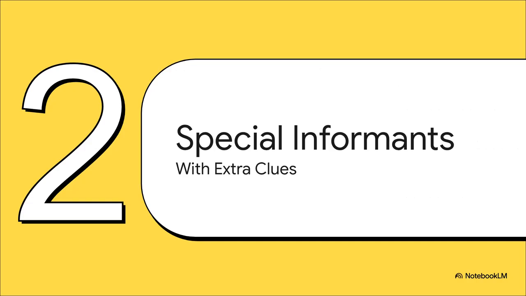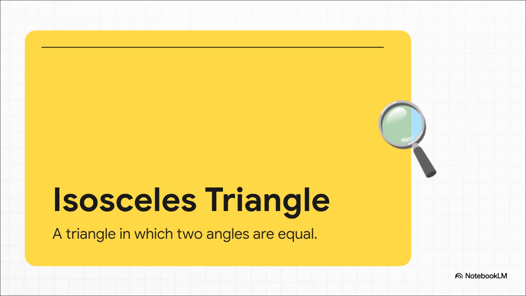Okay, so we've met the main suspects. But now, let's talk about our special informants. These are the triangles that give us extra clues to work with. First up is the isosceles triangle. Now, the big secret with this one is that it's symmetrical. An isosceles triangle always has two angles that are exactly equal. That's its dead giveaway, its tell. If you spot two identical angles, boom, you've got an isosceles on your hands.